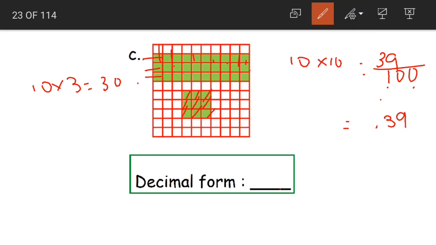How will we write it, children? We place a 0 to the left of the given whole number. So 039 is our number. Now coming to the decimal point, 100 has 2 zeros. So after 2 digits from the right, I will place my decimal point. So 0.39 becomes my decimal number that is representing the given figure.